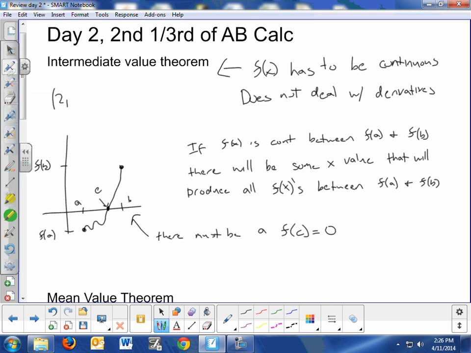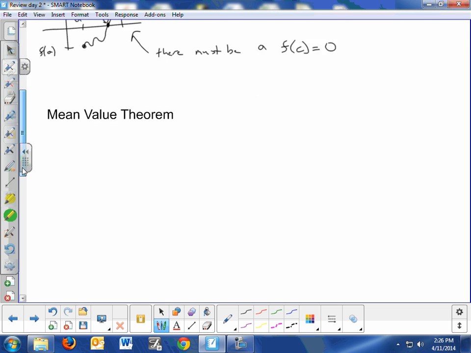If I give you the points (2, -3) and the point (4, 5), you could tell me that if the function is continuous between those 2 points, somewhere between 2 and 4, there will be an x value that produces a y value of 0. Where? I don't know, but it's there. Okay? So something 0 will exist, and this has to be between 2 and 4. Great.